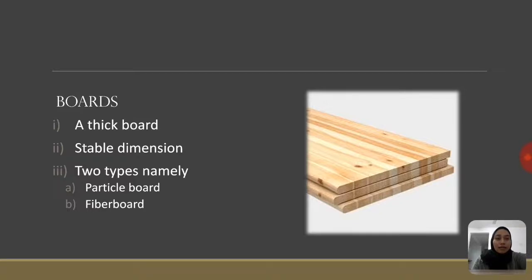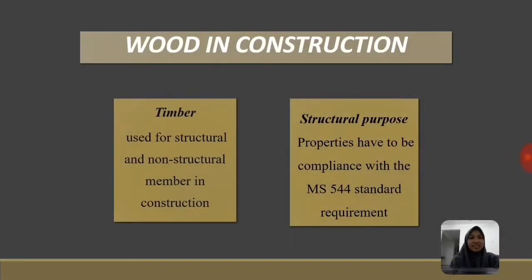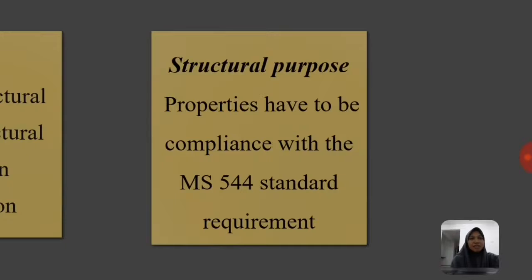Next is boards: a thick board with stable dimensions, of two types, namely particle board and fireboard. Wood in construction: timber is used for structural and non-structural members in construction. Examples of structural members are house, column and bridge. An example of a non-structural member is furniture. For structural purposes, the properties have to comply with the MS 544 standard requirement.